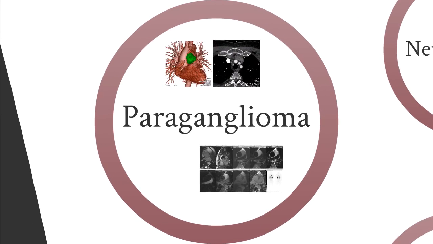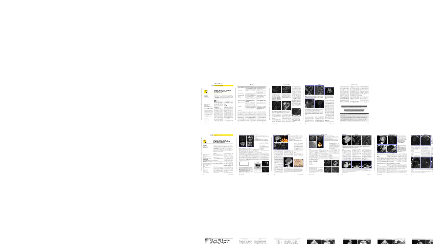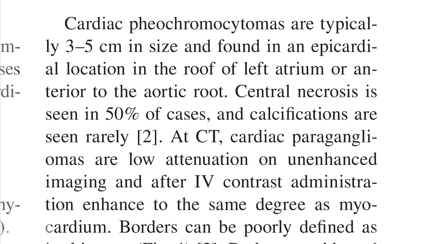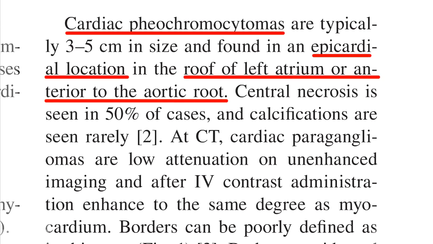I'll show you one rarer mass. This is a nice case here. So back to Orlis' paper here. So cardiac pheochromocytomas, typically epicardial location at the roof of the left atrium or anterior to the aortic root. It's a very characteristic location.